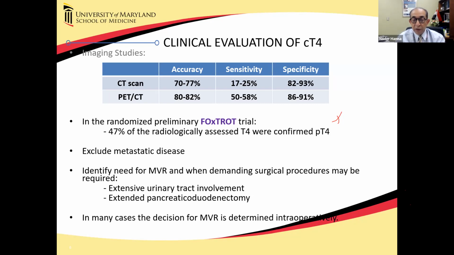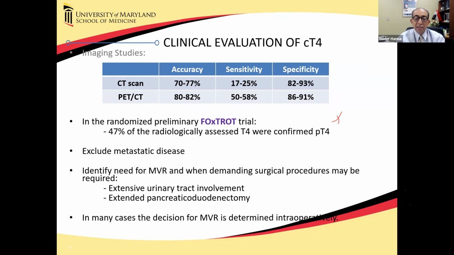But the whole purpose of doing the scan is also to exclude metastatic disease, because that will change the algorithm of the surgical intervention. In fact, you would consider neoadjuvant chemotherapy provided the patient does not have obstruction or perforation. But it also identifies the need for multivisceral resection, especially when a demanding surgical procedure may be required. Examples of that are when there's tumor invasion into the bladder, the ureter, or the kidney, where you're going to have to do some urological resection at the same time.